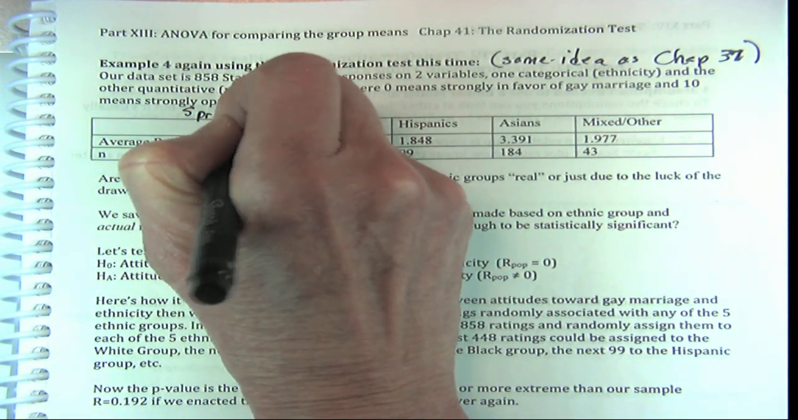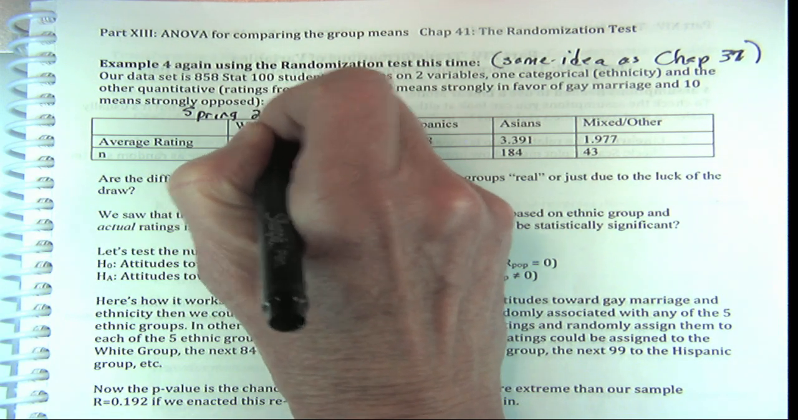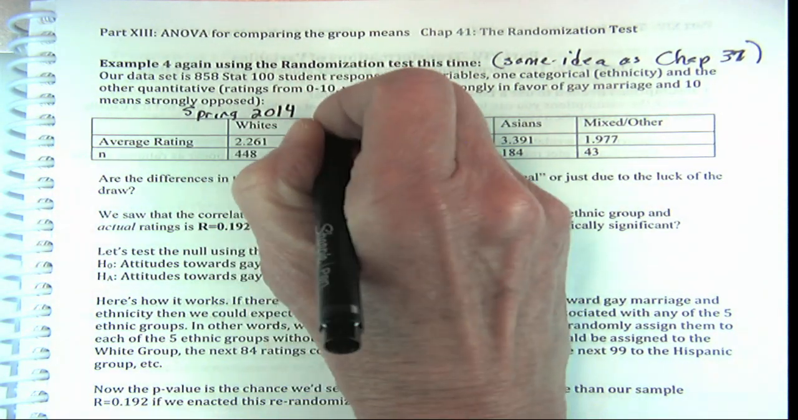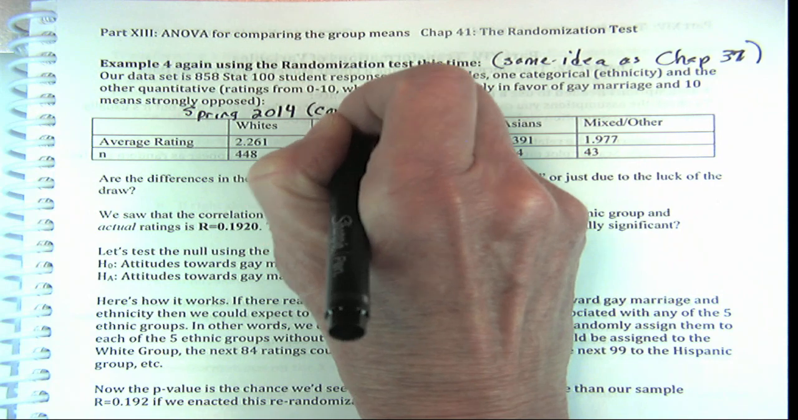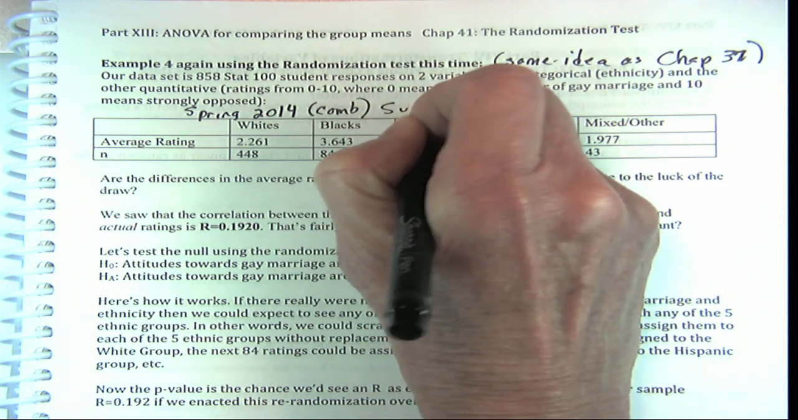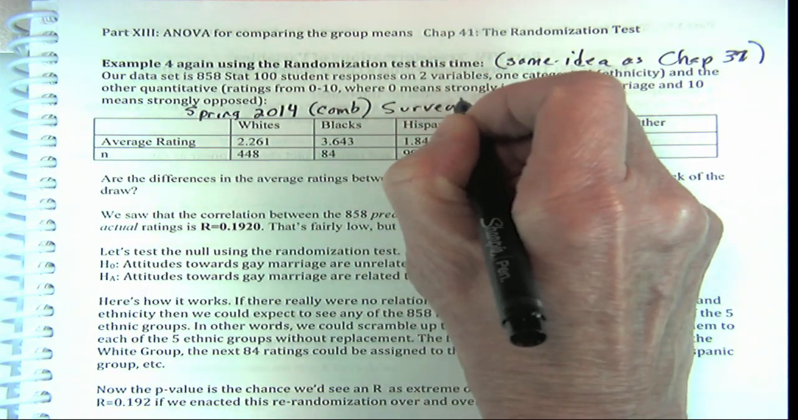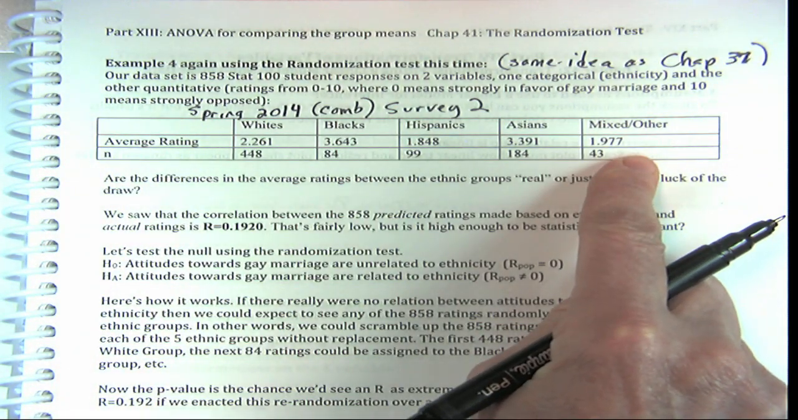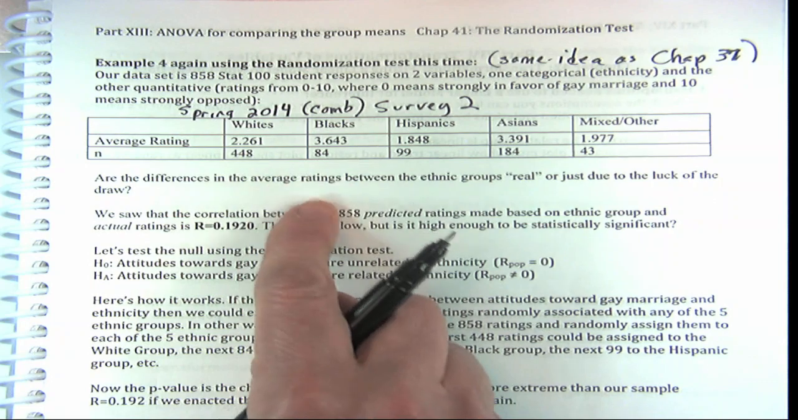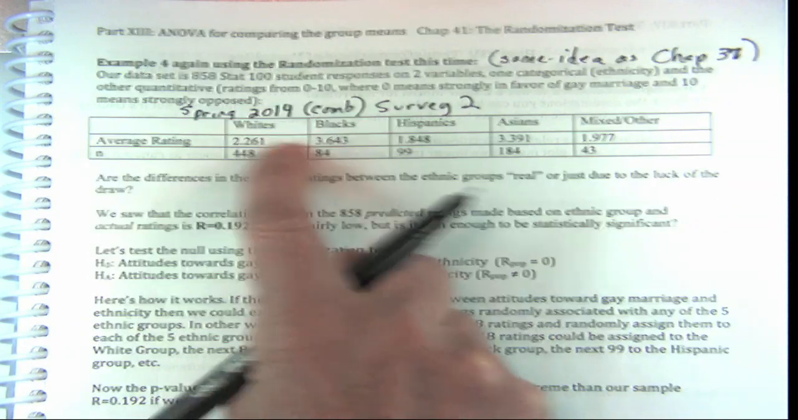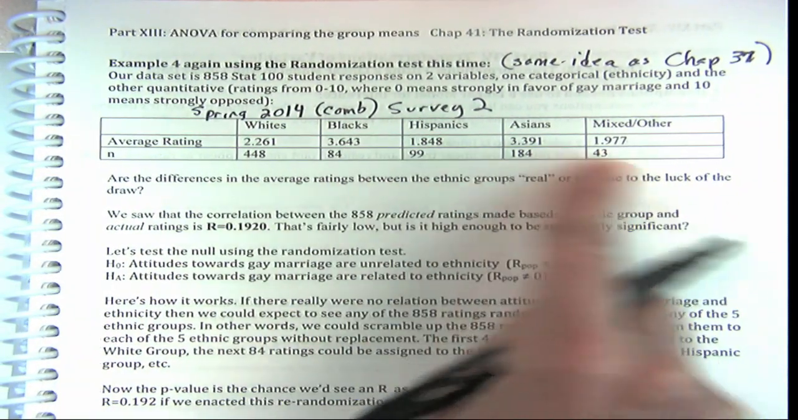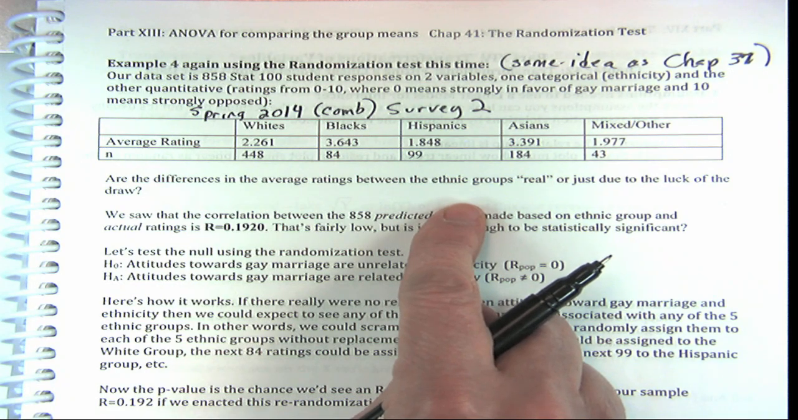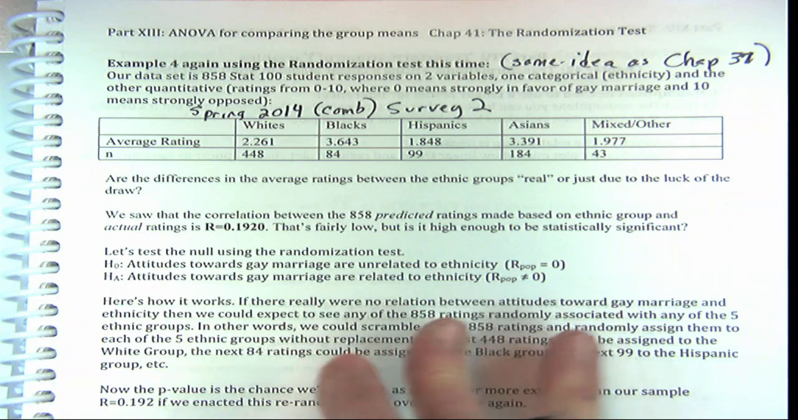It's from the spring. I strongly encourage you to look at it. Spring 2014 combined survey 2. Okay? And this is what we got. And the question is, these differences that we got in ratings, this is the sample sizes for each, are they real? Do they reflect some real difference? Or is it just due to the luck of the draw?